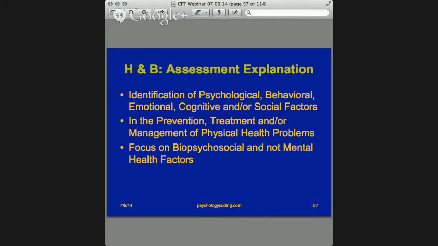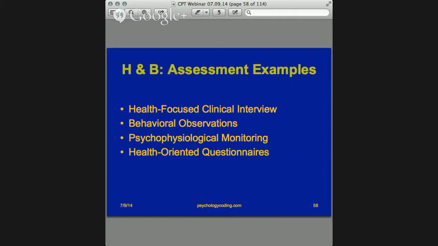So let's turn our attention to the issue of what H&B is all about. It's the identification of psychological, behavioral, emotional, cognitive, and social factors that are involved in the prevention, treatment, or management of physical health problems. This is a focus on the biopsychosocial model of illness rather than a mental health perspective. This is a critical slide because people don't understand the unusual robustness of the H&B codes. This could be an interview, it could be an observation, it could be psychophysiological, or it could be health-oriented questionnaires. It could be anything. Unlike some of the other codes, for example 96101, which is supposed to be a psychological test, this is not that limiting. It could be simple observation.